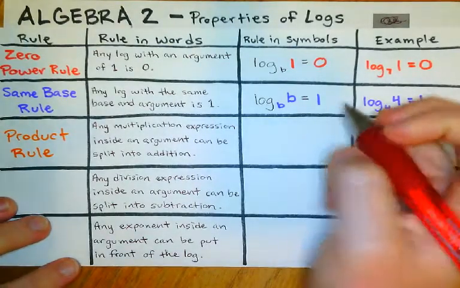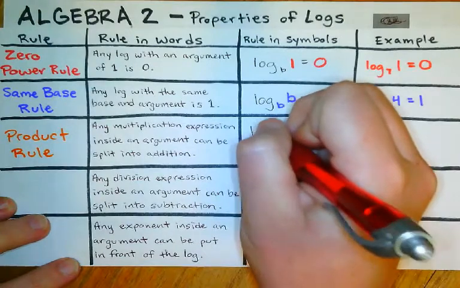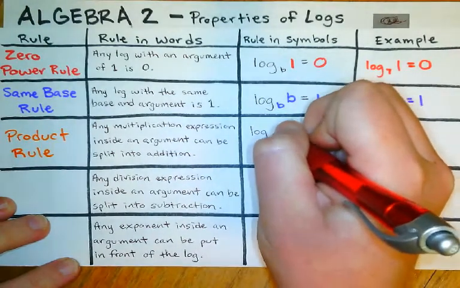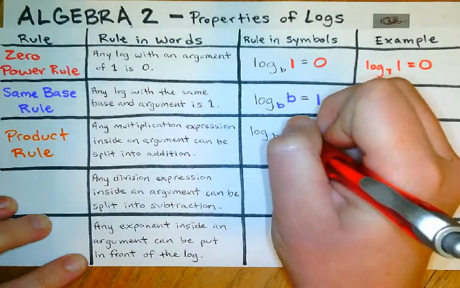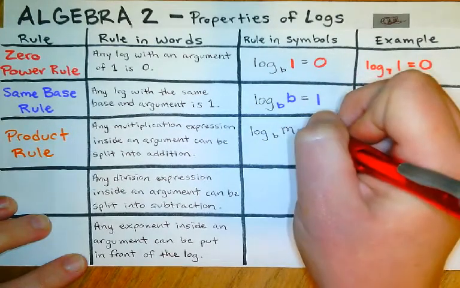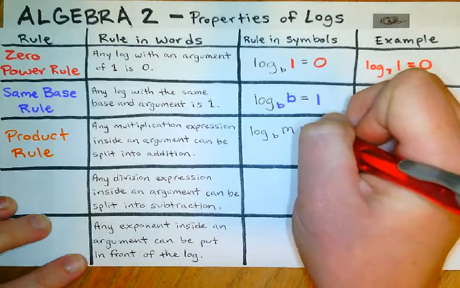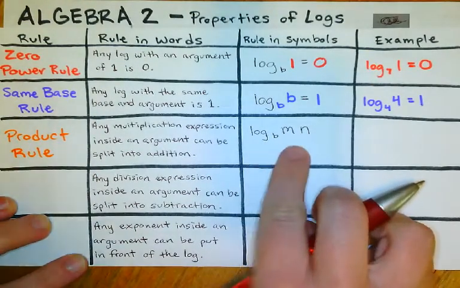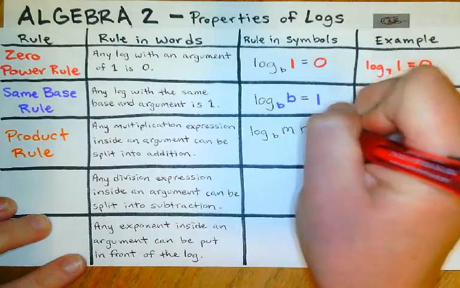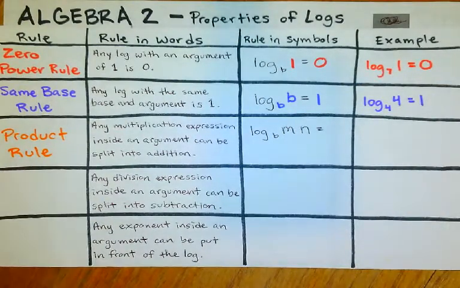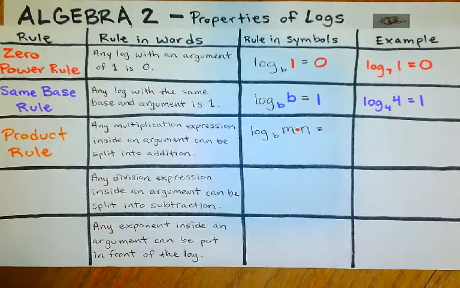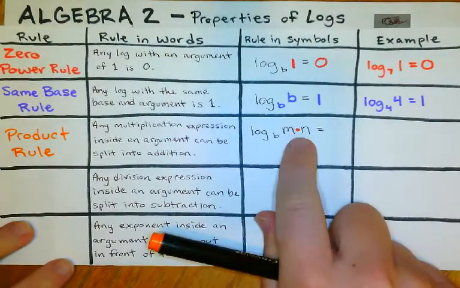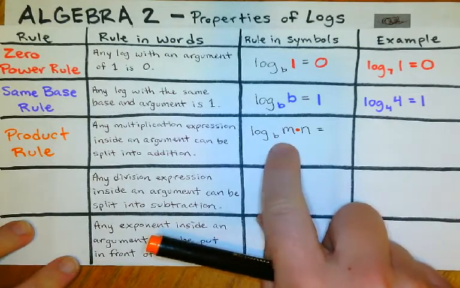So, let's say we have log with a base of b, and I'm just going to use variables for right now when we're in symbols, m, n. Alright, log base b, m, n. Remember, if we've got two variables right next to each other and there's no symbol in between them, that invisible symbol is a multiplication sign. So we've got multiplication happening here in our argument, log base b of m times n.